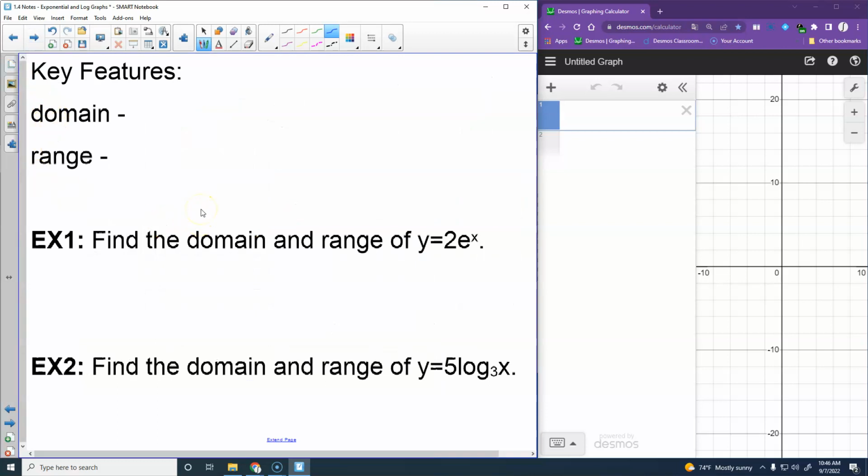All right, so some key features. Remind me, domain, what does domain refer to? X-axis. So it is your possible X values.